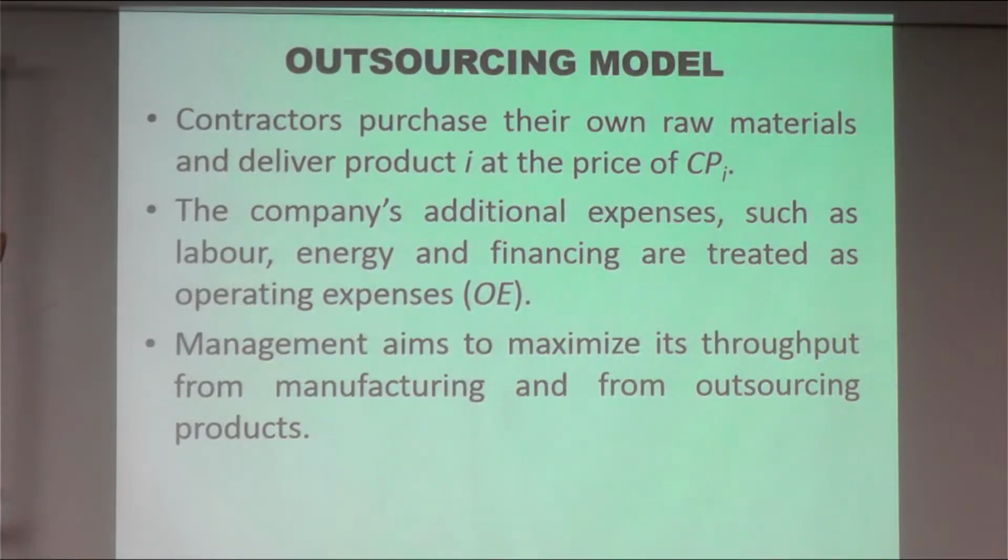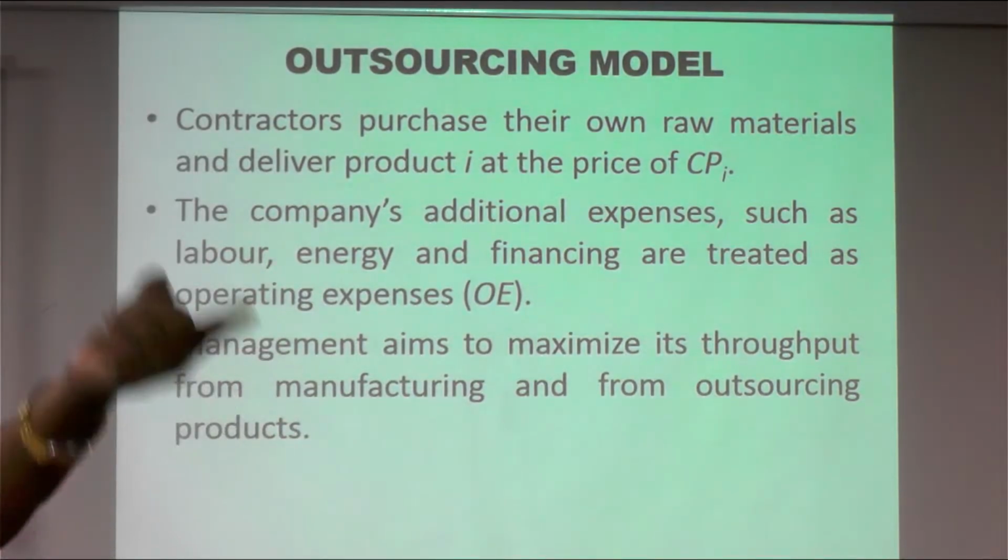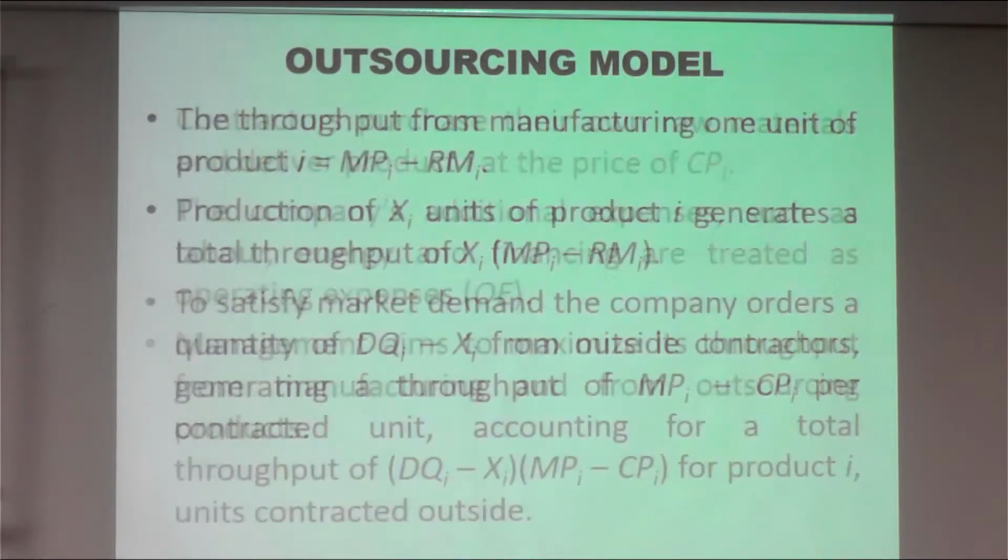So this is a lump sum amount, fixed. Management aims to maximize its throughput from manufacturing and from outsourcing product. So by this model, we will be able to decide how much quantity we will make in-house, how much quantity of what product we will get from the outside contractor.